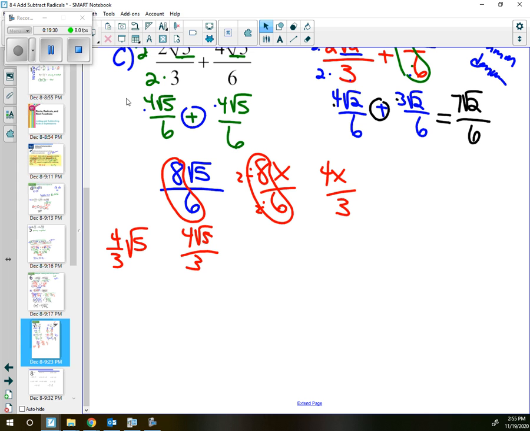So dealing with adding and subtracting really boils down to simplify those radicals first. To be like radical terms, you have to have the same root, the index, and the same expression underneath, the radicand. And if they're the same, you can put them together. Just remember to simplify first.